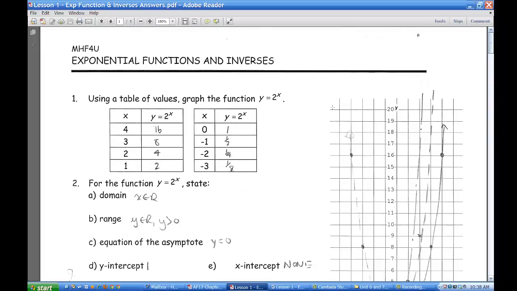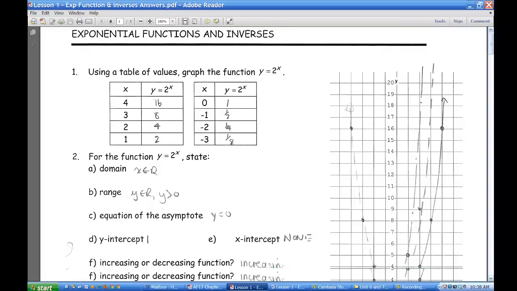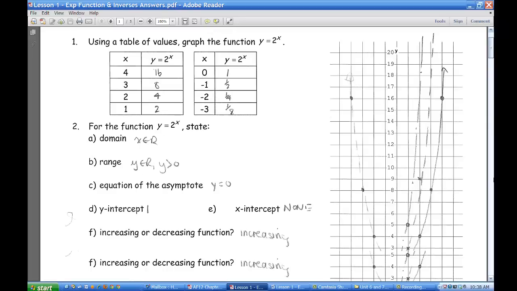So this is y equals 1 over 2 to the power of x. As you can see, it's going down. So what happened to the graph? It got flipped over the y-axis. So this was our 2 to the power of x, and this is our 1 over 2 to the power of x. The same characteristics, except the graph is now decreasing. It's going down from left to right, and it's flipped over the y-axis.